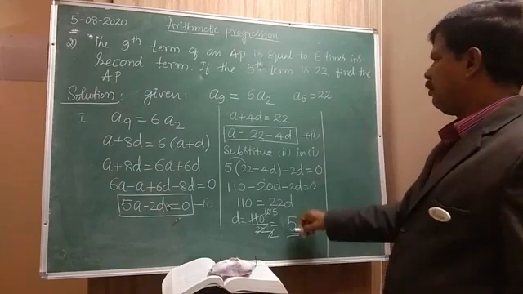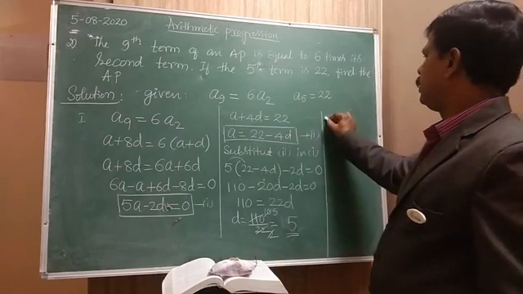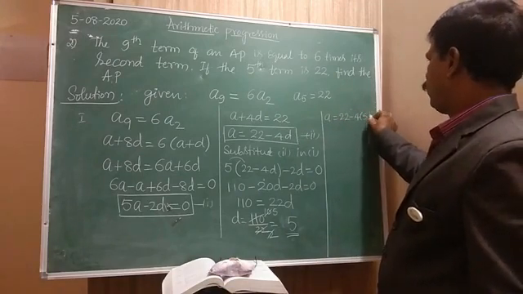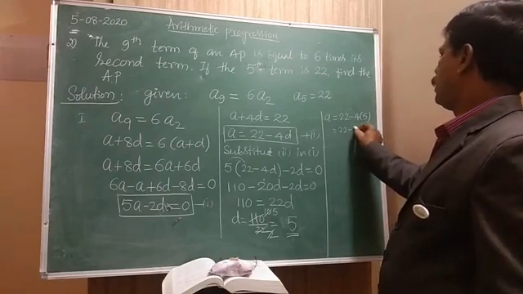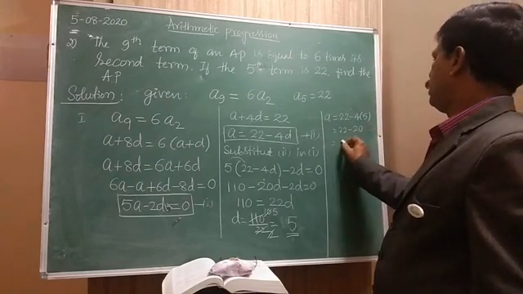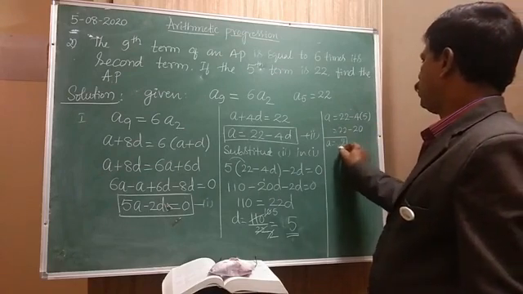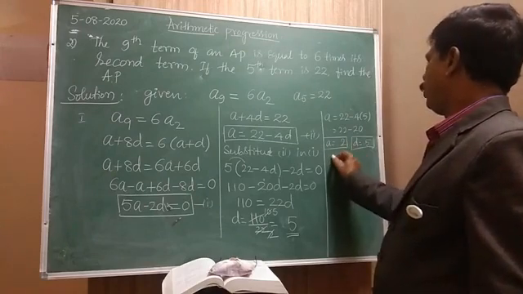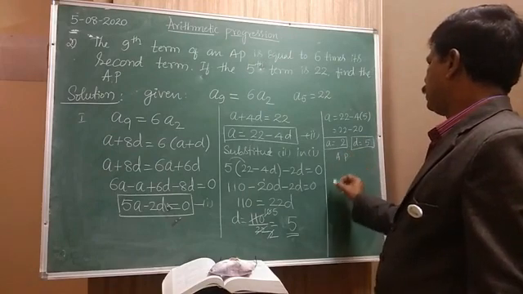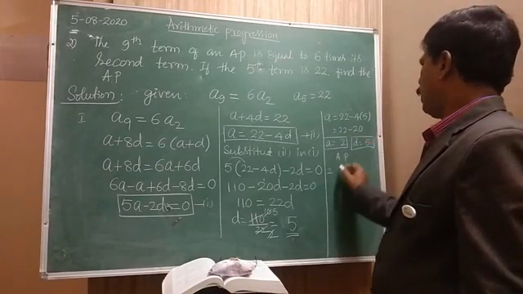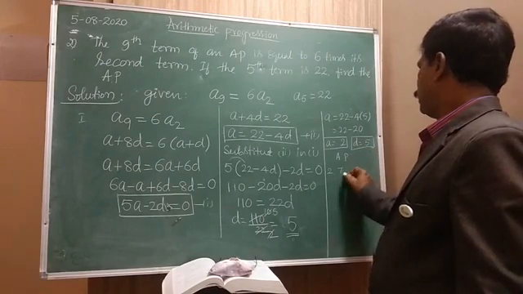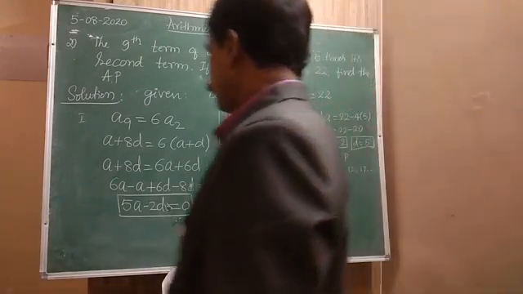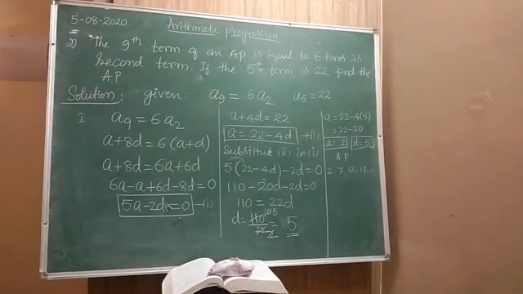Now D value is 5. Substitute that here. A is equal to 22 minus 4 into 5. That is 22 minus 20 is 2. A value is 2. D value is 5. Therefore, AP is what? 2, 2 plus 5, 7. 7 plus 5, 12, 17, etc. Clear this?